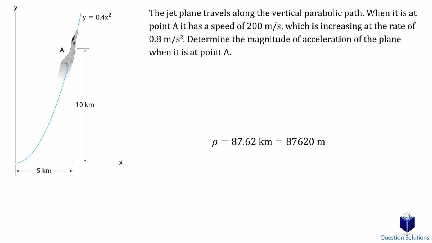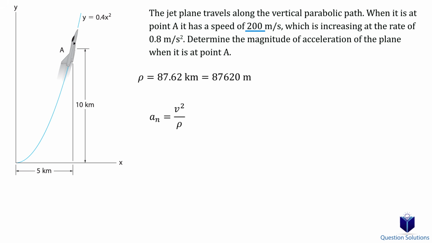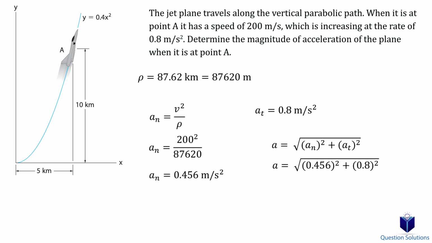Now we can find the normal acceleration. The velocity is given in the question, which is 200 meters per second, and we just found the radius. So let's plug it in and solve. The tangential acceleration is also given to us in the question. It's 0.8 meters per second squared. To find the magnitude, we just need to use our magnitude equation, and solving gives us our answer.